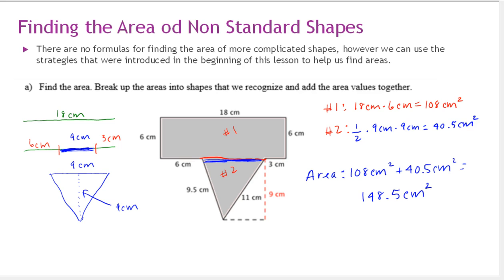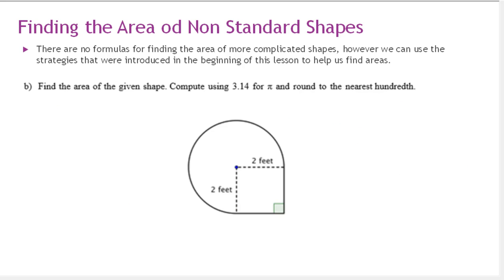Let's look at the next one. Find the area of the given shape. Compute using 3.14 for pi and round to the nearest hundredth. When I look at this shape, I see part of a circle that looks like a Pac-Man, and part of the circle is cut out and replaced with a square.